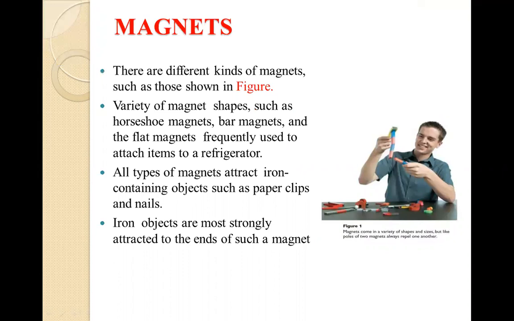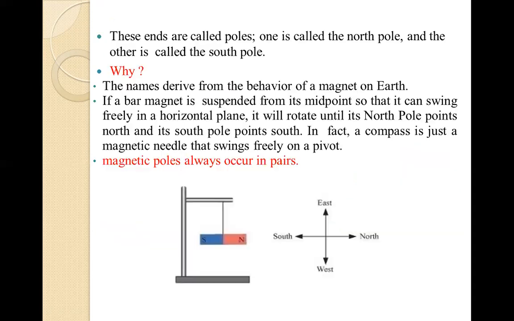The first thing we have to know about magnets is that they come in different shapes and sizes. As we can see here, we have bar magnets, ring magnets, horseshoe magnets, or flat magnets. But all of them have the same properties. All of them have the ability to attract anything made of iron, or ferromagnetic materials. All of the types and shapes have the same properties.